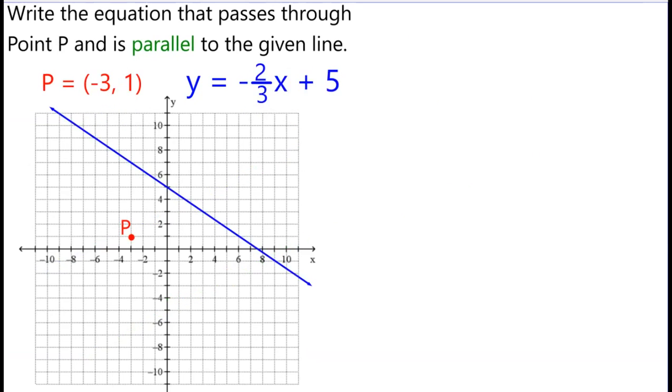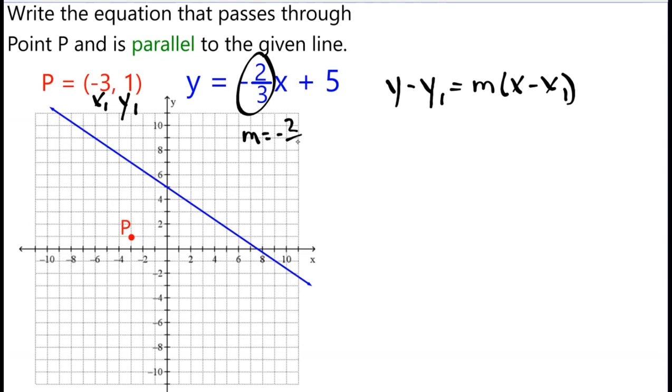So here's a second example. You can pause here and solve it on your own. Write the equation that passes through point P and is parallel to the given line. So once you've completed, you can unpause and check your answer. So we will begin by writing the point slope formula. We'll label our point x1, y1, and our slope is negative 2/3. We will plug all of this information into the point slope formula.